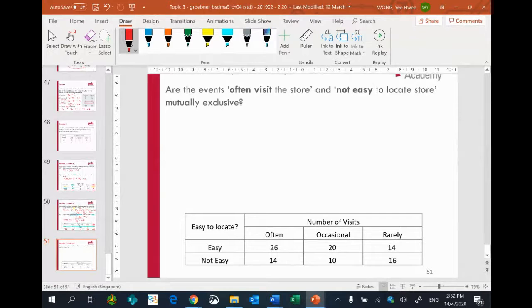Clear? Theoretically, with common sense, you know that they are not mutually exclusive because they can happen at the same time. But now you just need to use statistics, the way you do probability, to prove and answer the question. So you just need to find out the probability of them happening at the same time. The chance of it happening at the same time is 14 over 100. If this is not a zero, that means there is a possibility that they can happen at the same time. If they can happen at the same time, then they are not mutually exclusive.